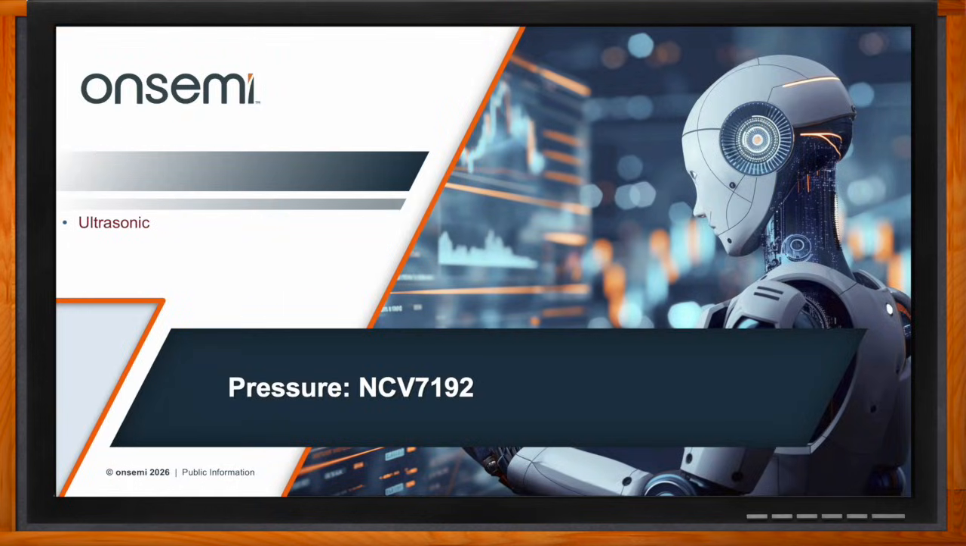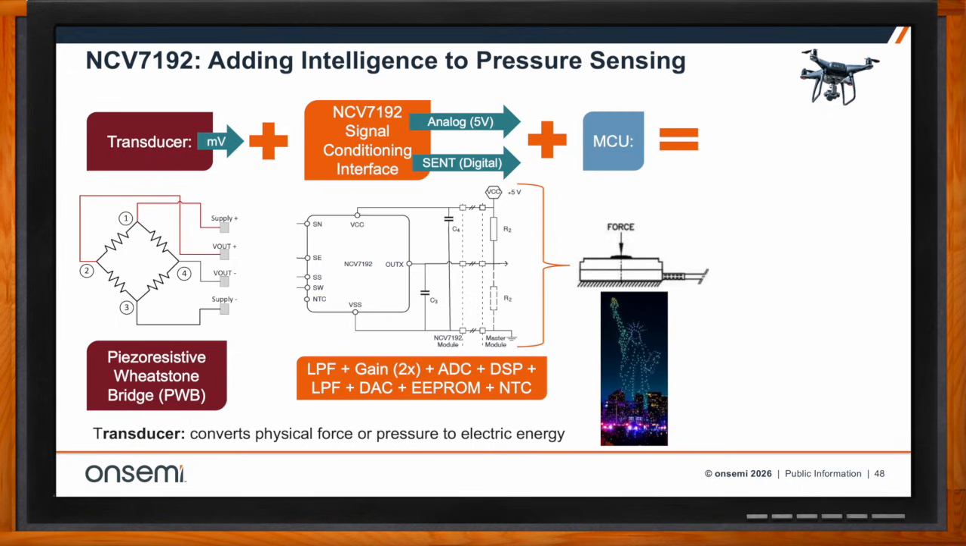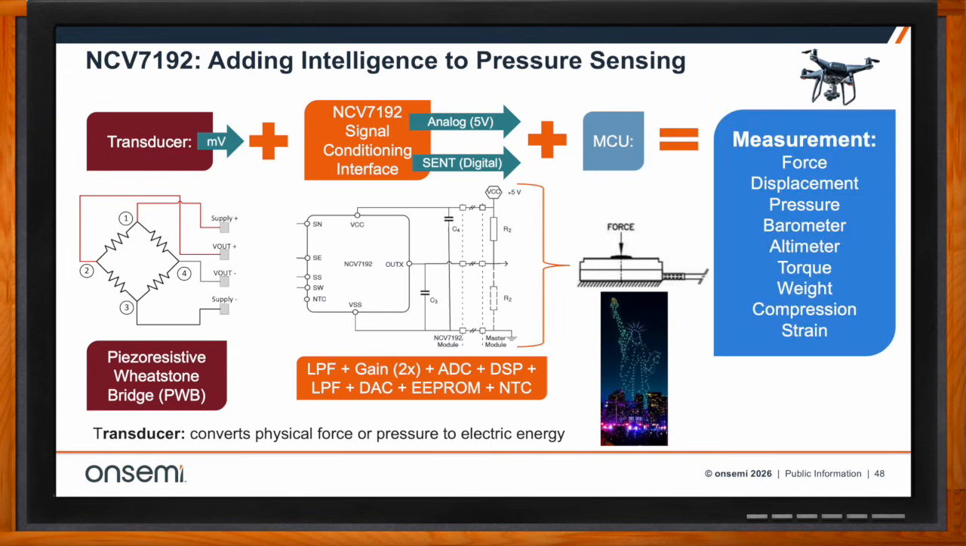Right. Pressure sensing is an important aspect in drones. And we offer the NCV 7192. It's actually a signal conditioning device. It pairs with a PWB, or a piezo-resistive Wheatstone bridge. And so basically you can see that it's a transducer. And so our part, the NCV 7192, it biases the PWB. And if there's no pressure on the PWB, you get 0 millivolts out. But once you start putting pressure on the PWB, then you get tens of millivolts out, or maybe 100 millivolts out, and that goes into the NCV 7192, and it conditions that signal.